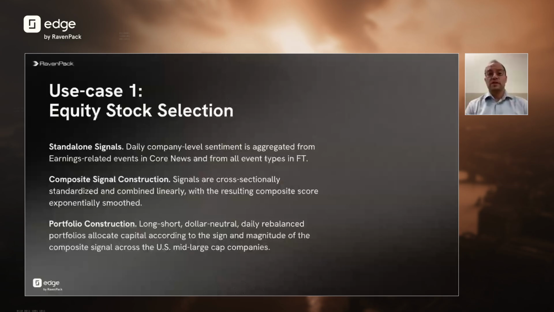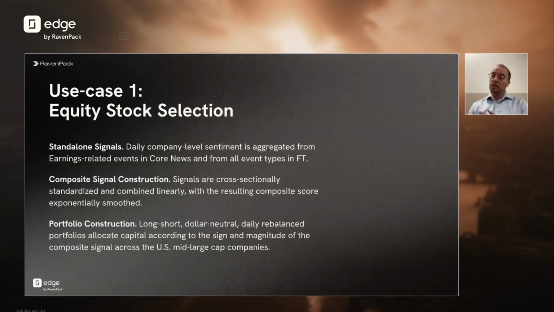If we look at use case number 1, that's probably the most simple of the 3 strategies. It's an equity stock selection strategy. We're building standalone signals for both core news and for the Financial Times. We are looking across earnings-related news events for core news, so anything related to earnings guidance, revenues, dividends. But we're also looking at what might be driving future earnings.